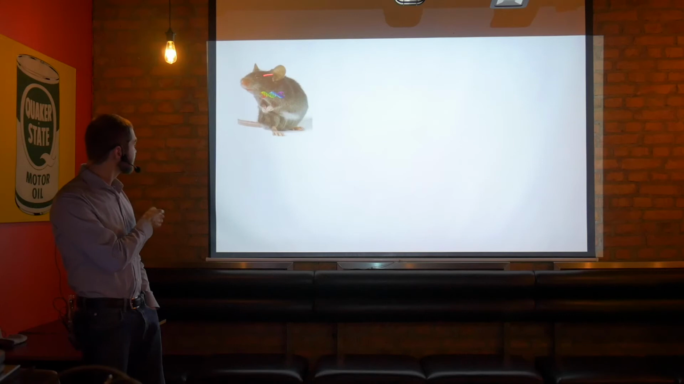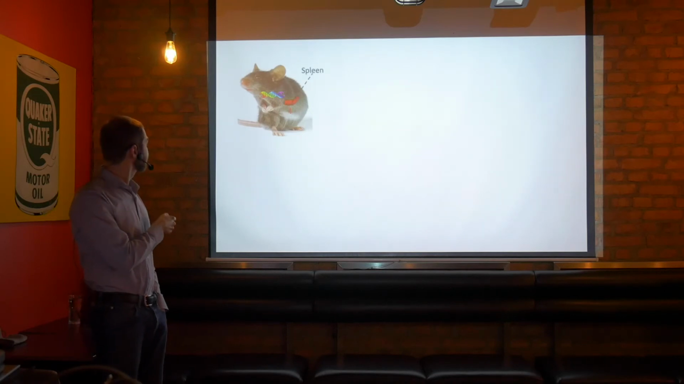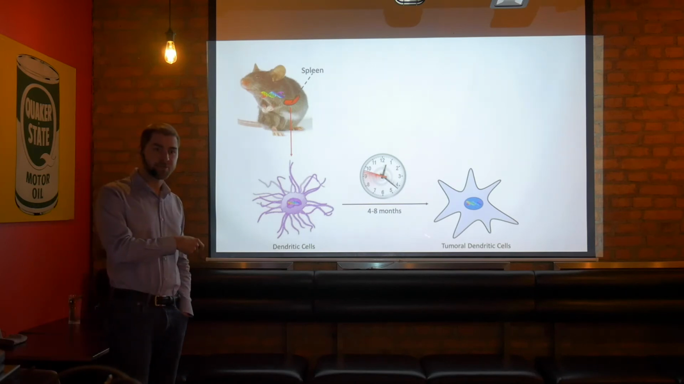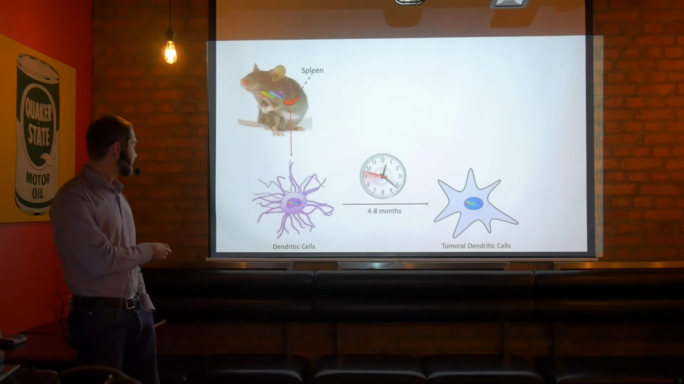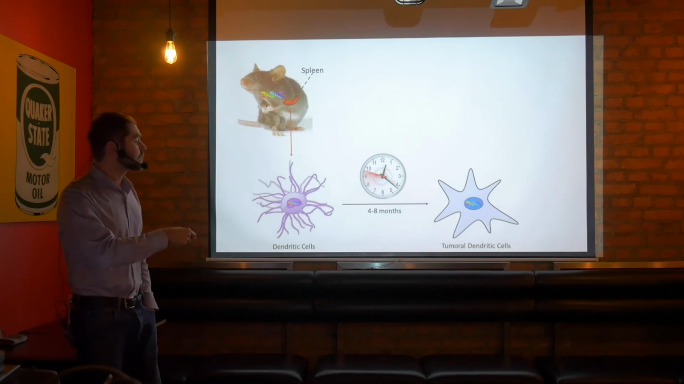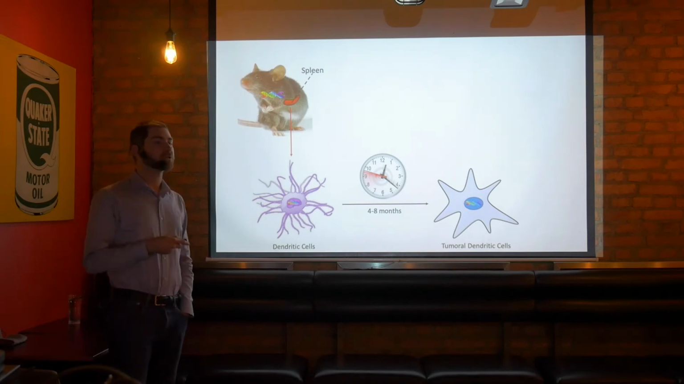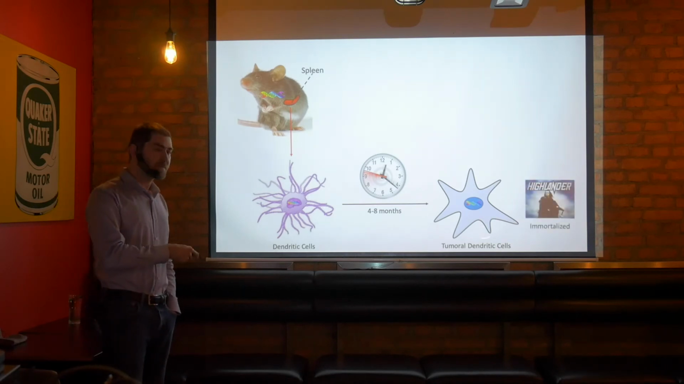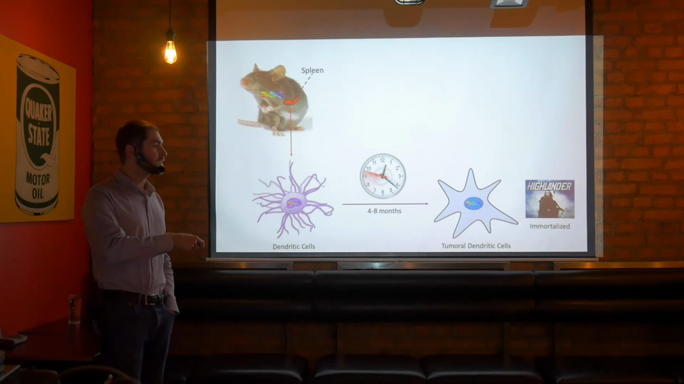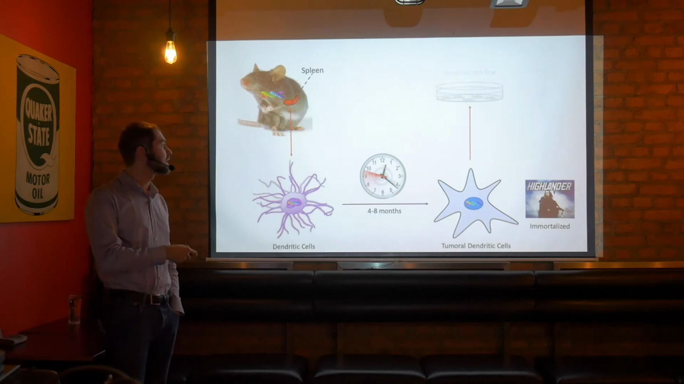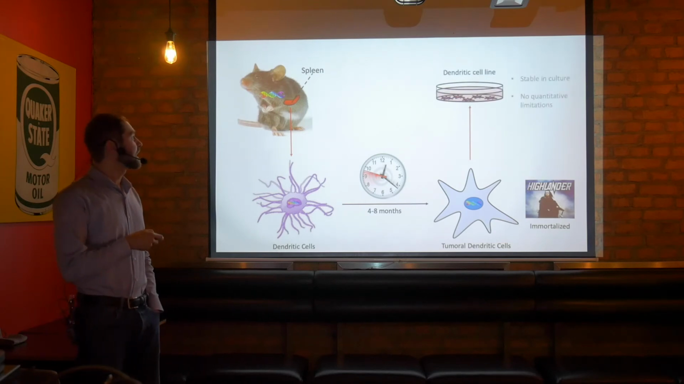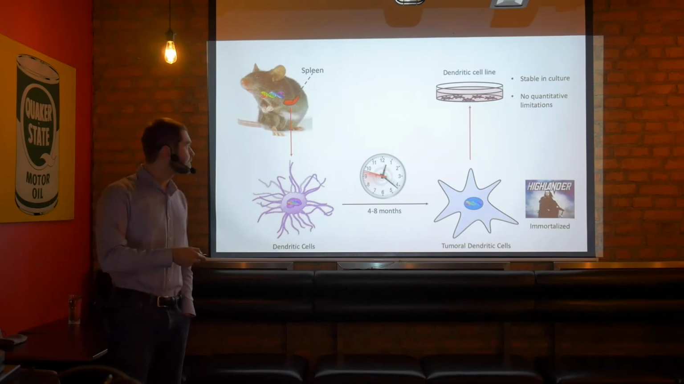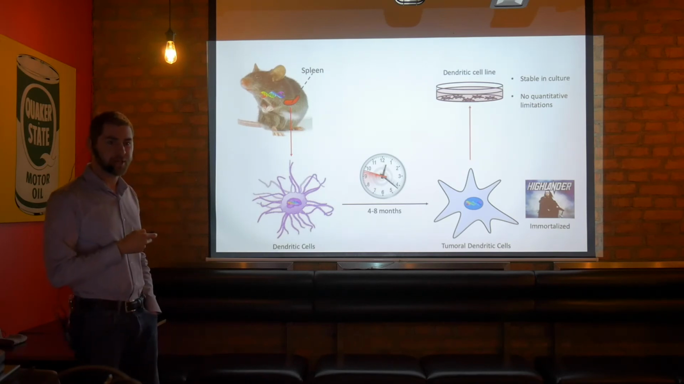So we generate this mouse model with a transgene, and if we go to look in the spleen after 4 or 8 months of age of the mouse, we see that these dendritic cells transform and become tumoral, which of course is not great for the mouse, but it's good for us because now the dendritic cells that are tumoral are immortalized. This means that we can put them in culture, and here they will be stable, and we can expand them as much as we want. So this is how we generated our dendritic cell line.